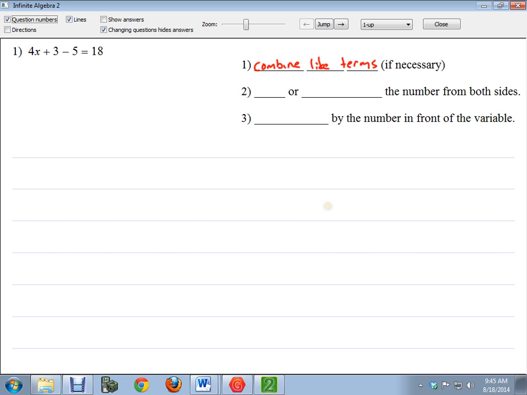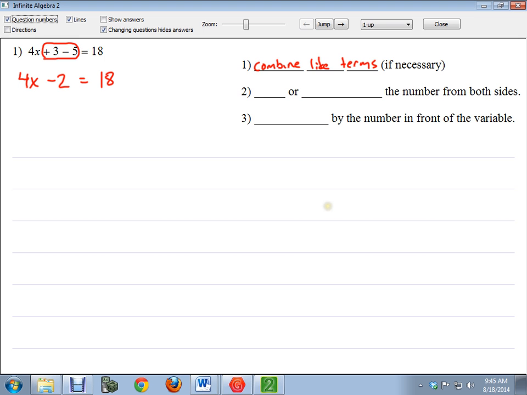So we are going to look at this equation and look for any numbers or letters that are the same. In this case, a positive 3 and a negative 5 are like terms and they can be combined. 3 minus 5 is negative 2. Of course, there are other things on this side of the equal sign like the 4x, and on the other side of the equal sign like the 18. And this has given me a simpler equation that I would need to solve.